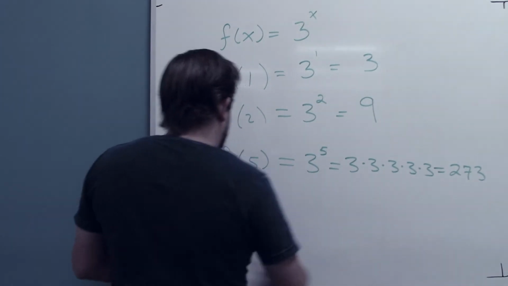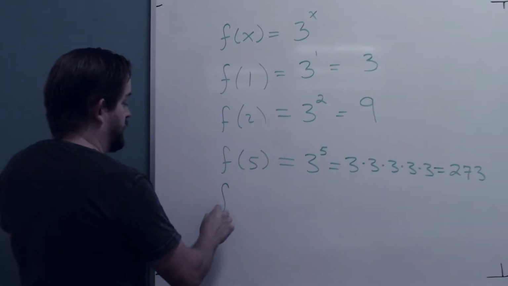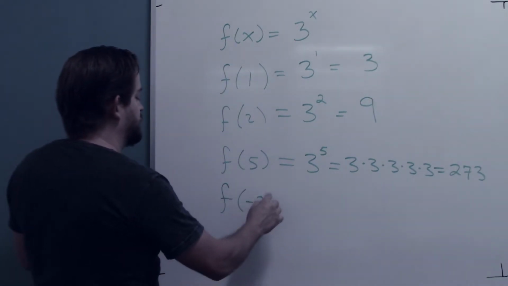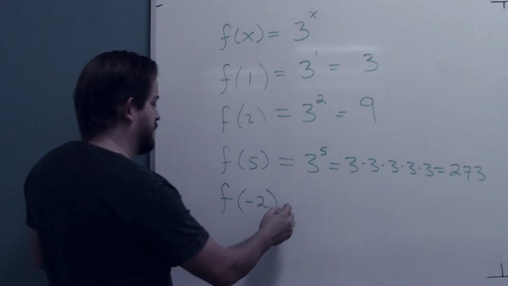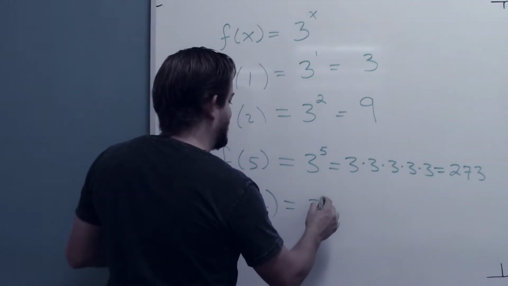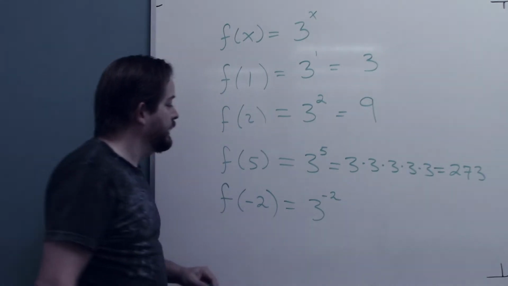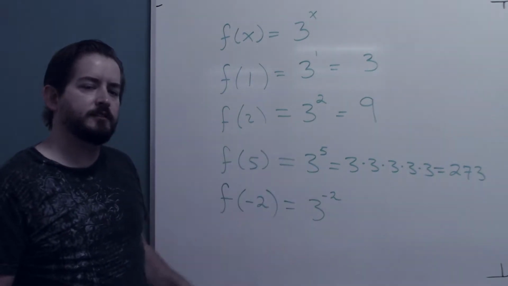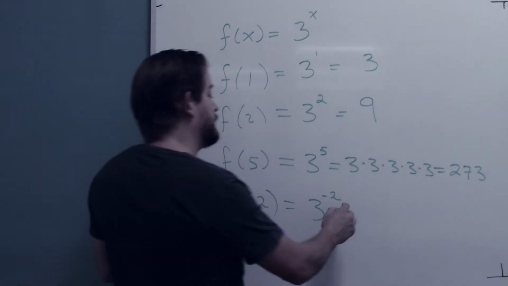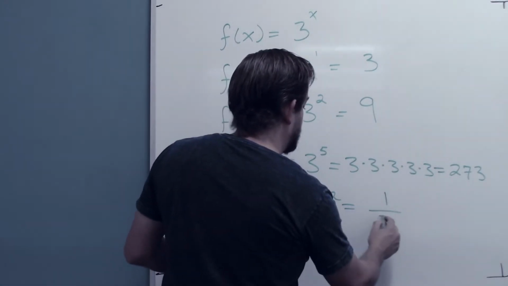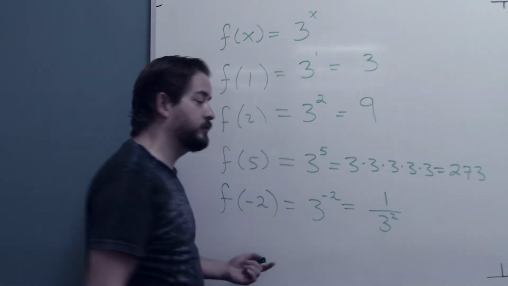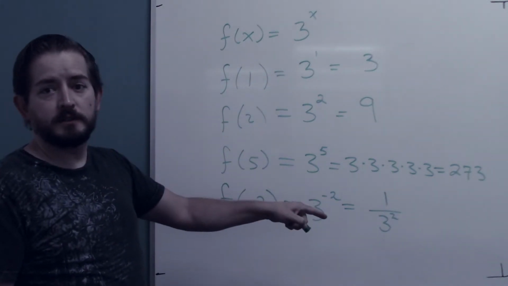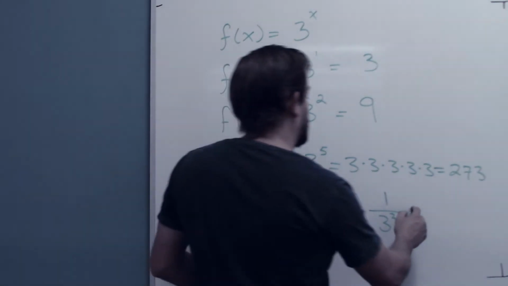What if I have, let's do a couple more maybe. Let's go f of negative 2. What does that mean? Well, that is 3 raised to the negative 2 power. And so you'll recall that if I have a negative power, I can make it a positive power by taking this and putting it down into the denominator. So that's like 1 over 3 squared. 3 squared now is 9, so this is 1 over 9.